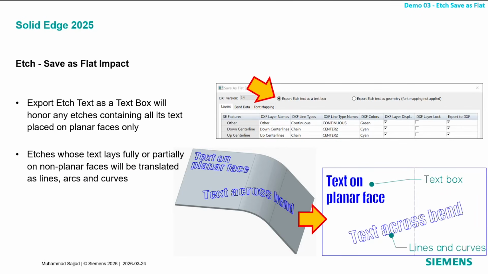Another enhancement that we have for Solid Edge 2025 is that the Etch is honored in Save As Flat. So the exported Etch text as a text box will be honored as long as the Etch and all of its text is on planar faces only. So if the Etch is completely on a planar face, it will be exported as text, as you can see in the image below. However, if even partially or fully on non-planar faces, so as you can see, it's across a bend, that will be translated as lines and curves.